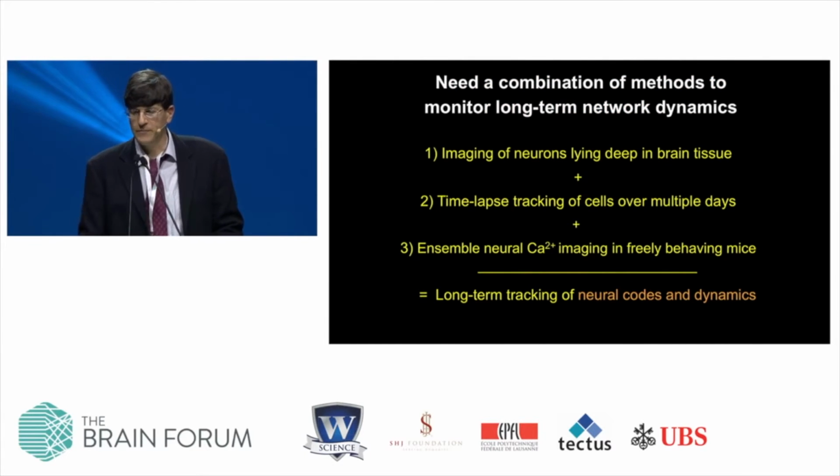What we need is a combination of methods that will, first of all, allow us to image cells that might lie deep in brain tissue, such as in areas pertinent to various forms of memory. We need to be able to track these cells over long periods of time, days and weeks, that are germane to the study of long-term memory. And we need methods that will allow us to see the activities of large ensembles of cells in freely behaving mice or other animals during natural forms of behavior. And what I'm going to show you today is that by combining these methodologies, we have new opportunities for performing long-term tracking studies in which we follow the evolution of neural codes and dynamics during learning and memory retention.